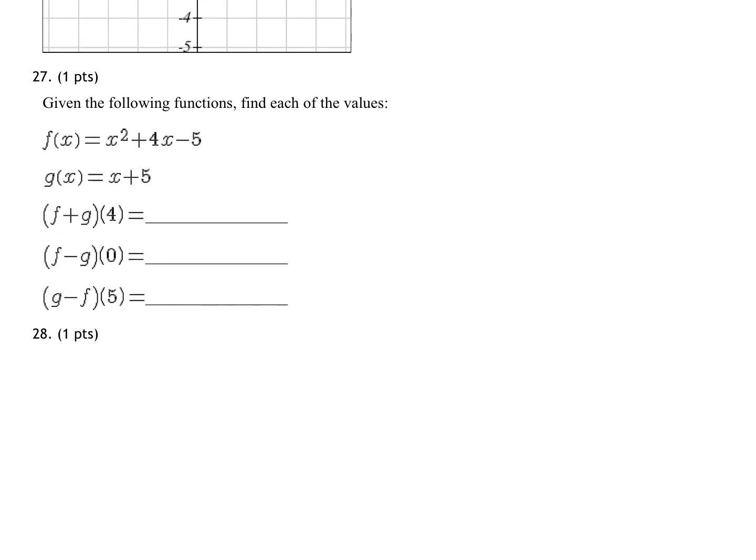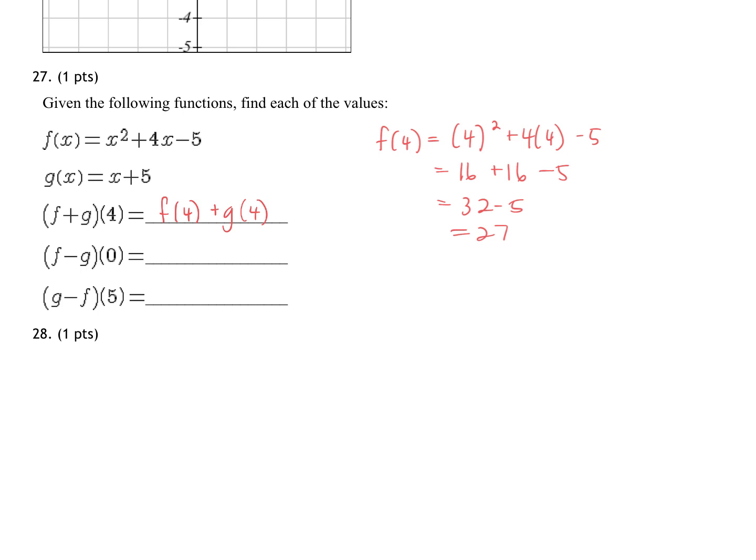27, we want to find the operations of the functions. So we're just going to add, subtract, multiply, whatever it tells us to do. In this case, the first one is adding. Remember that this is the same as f of 4 plus g of 4. So I'm going to find those. f of 4 is equal to 4 squared plus 4 times 4 minus 5. That will be 16 plus 16 minus 5. That's 32 minus 5, which is 27.